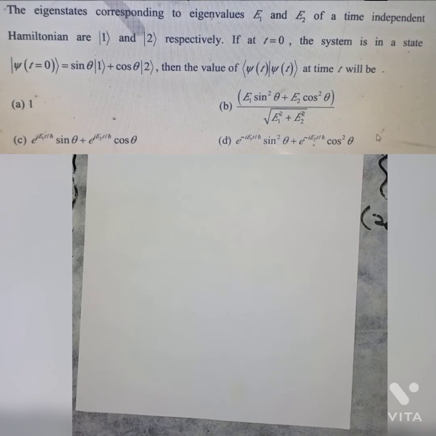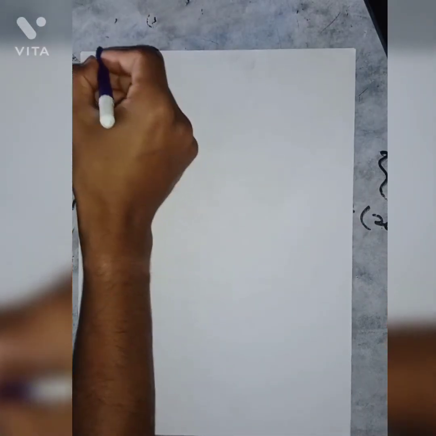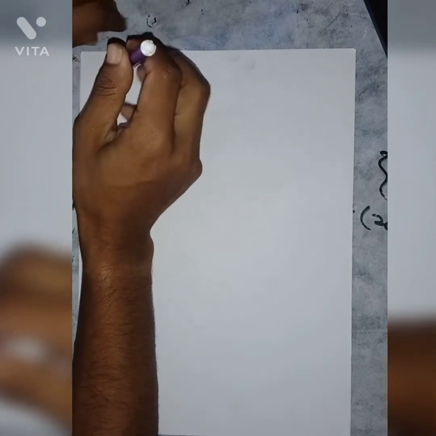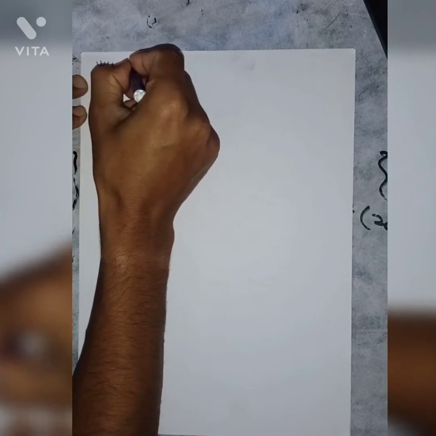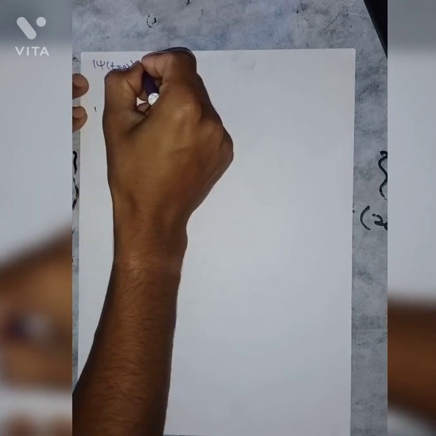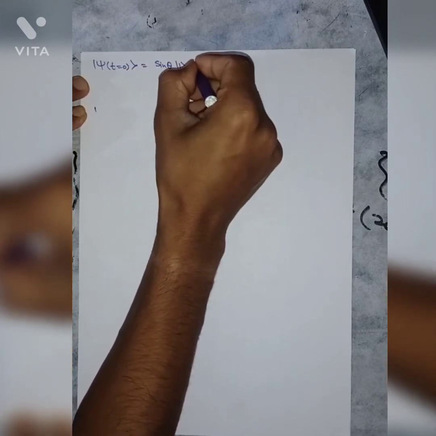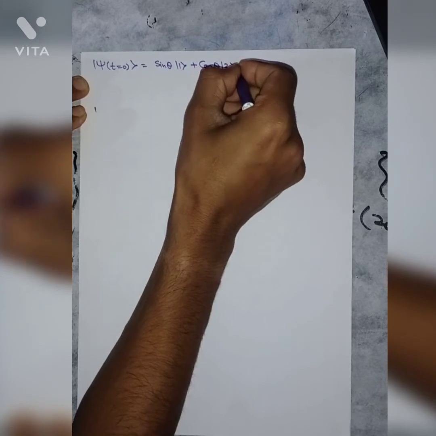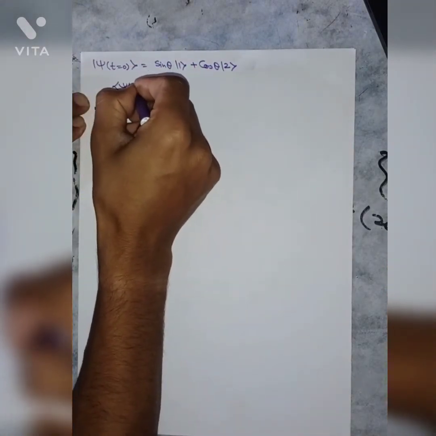And the next question is the eigenstates corresponding to eigenvalues E1 and E2 of a time independent Hamiltonian. Okay, a wave function is given here: psi at time t equals 0, right? This is nothing but sin theta 1 plus cos theta 2. Then they are asking us the value of psi t.